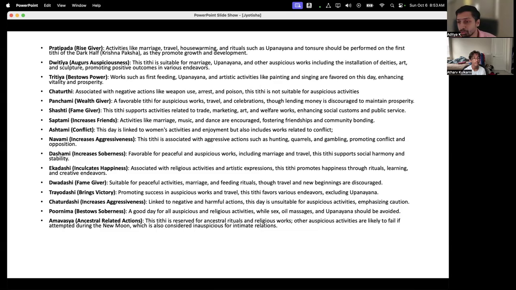But Chaturthi is not supposed to be a good tithi. They say that on Chaturthi, it is very easy to get into fights with people, have disagreements with people. And they say that you should not start any punya karyas or auspicious activities on Chaturthi.